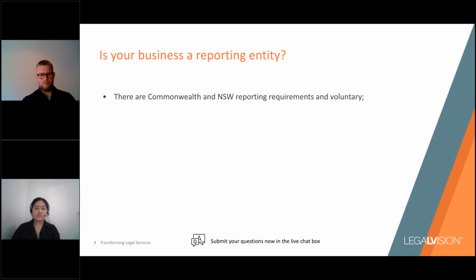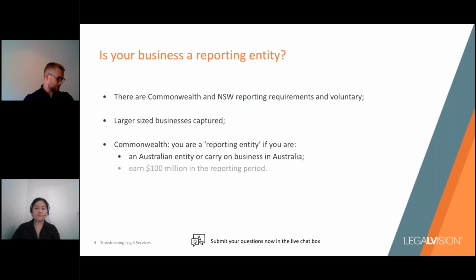So under the Commonwealth legislation, you're a reporting entity if you're an Australian entity or you carry on business in Australia and you have a minimum annual consolidated revenue of $100 million. Okay, so we'll break that down and work through those key definitions.